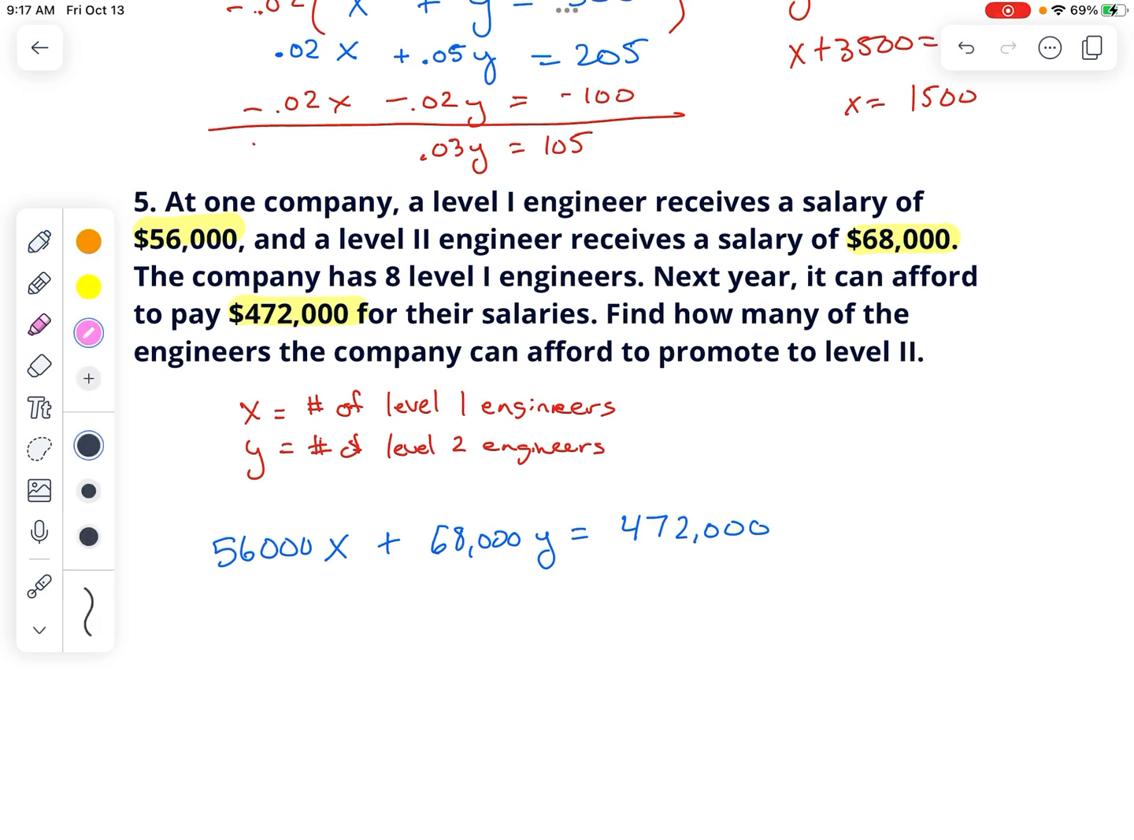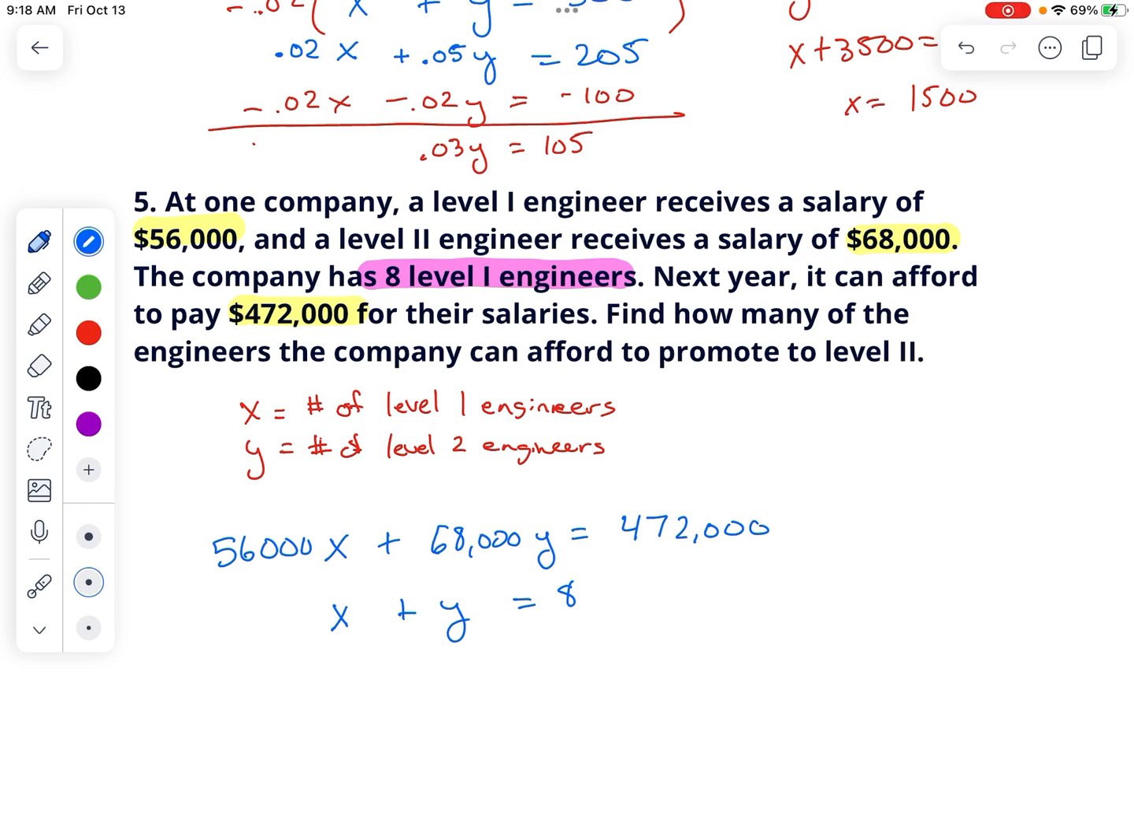So we got one equation. The other thing we see here is that there are 8 level 1 engineers. So they're not looking to hire any more people. They're just looking to be able to promote some people. So they're still going to have 8 engineers. So if we look at the number of level 1 engineers plus the number of level 2 engineers, this will be 8.